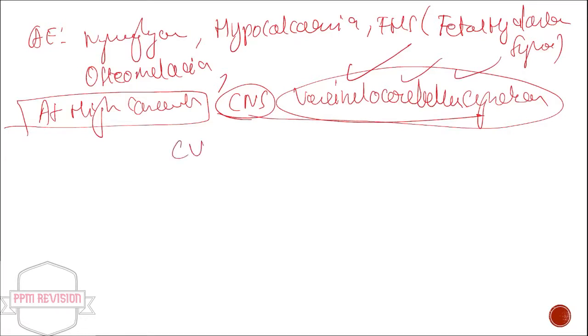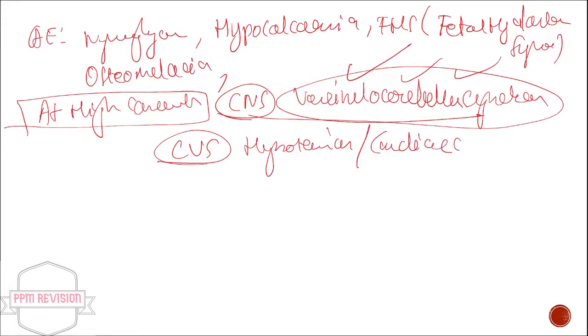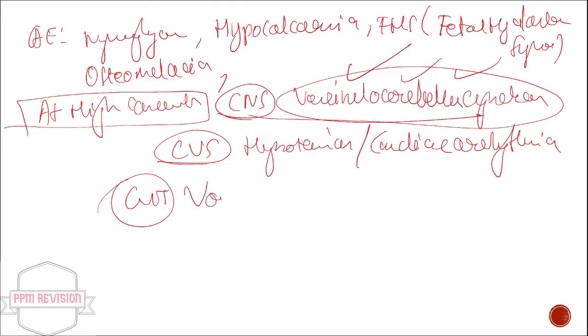So now looking at CVS, it can result in hypotension as well as cardiac arrhythmias. And looking at GIT, it can result in the common, that is vomiting, nausea, dyspepsia. Now that was over.